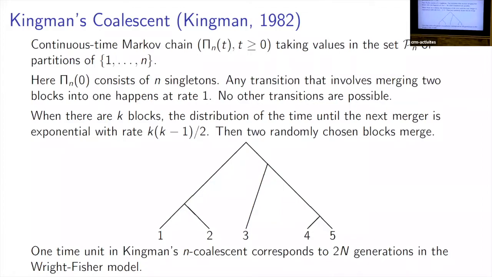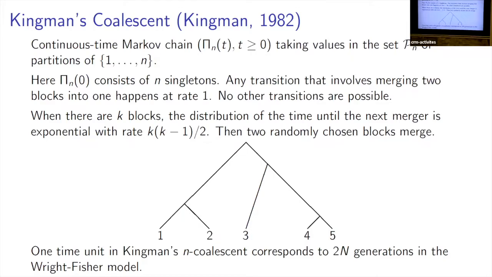So for example, if at some time there are k blocks of the partition, then there are k choose 2 possible ways to pick 2 blocks that could merge. And so the time until the next merger is exponentially distributed with a rate of k choose 2. And then at the time of the next merger, one can pick 2 blocks at random and merge them together.